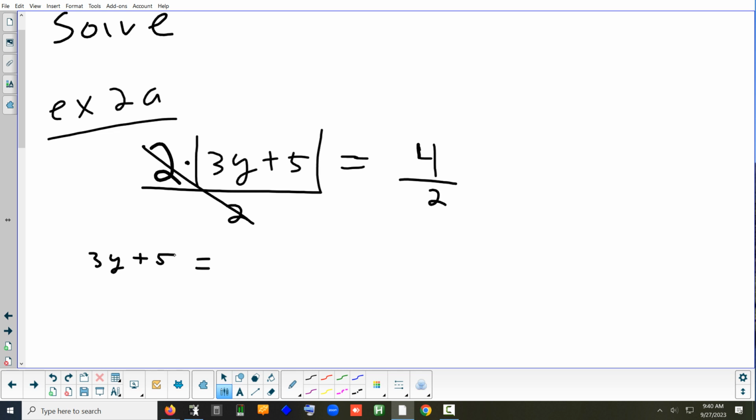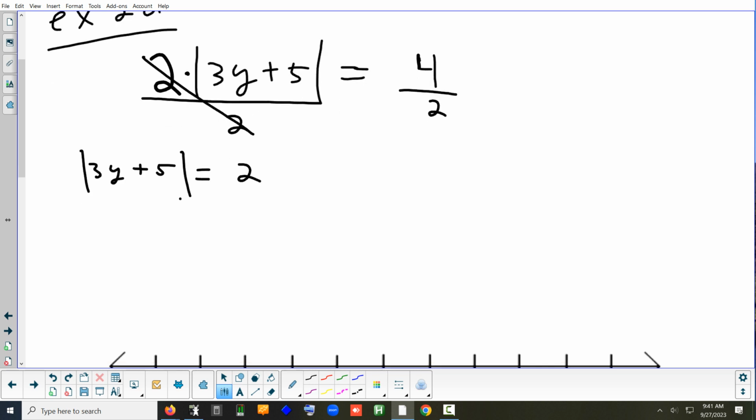We lost something. The bars, right? Yeah, bars are still there. Haven't gotten rid of those yet. We don't get rid of those till we split it. So the absolute value of 3y plus 5. And what's on the right? 2. Now is the absolute value by itself? Yes. So now you are ready to take this problem, to split it up, and solve it.